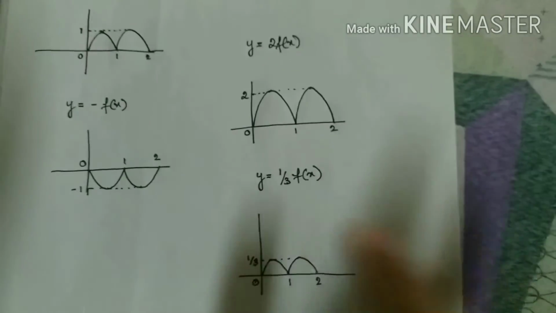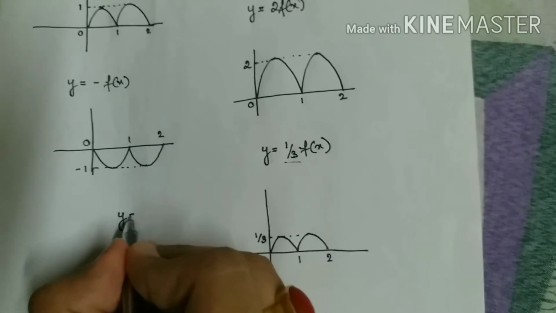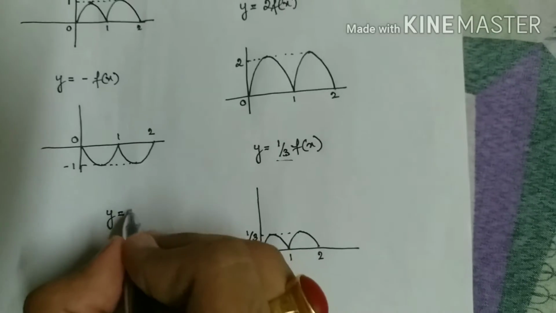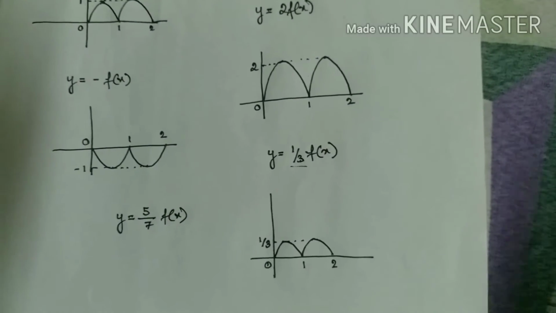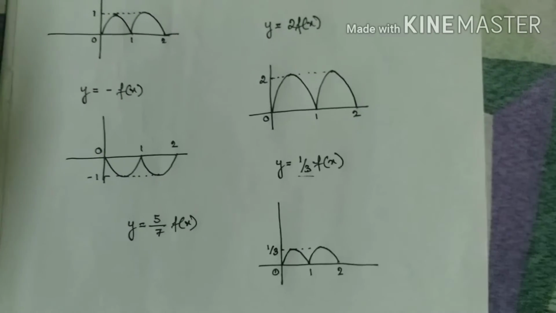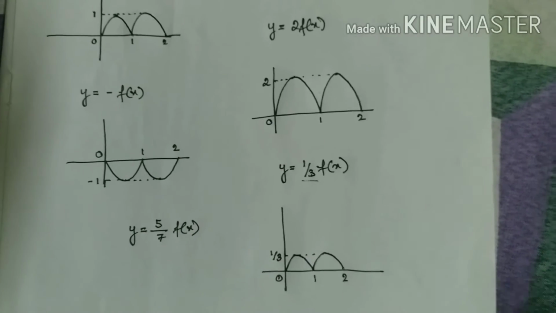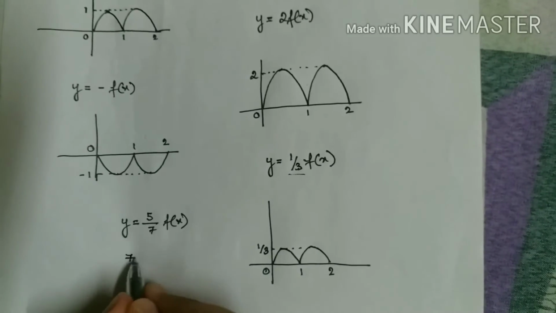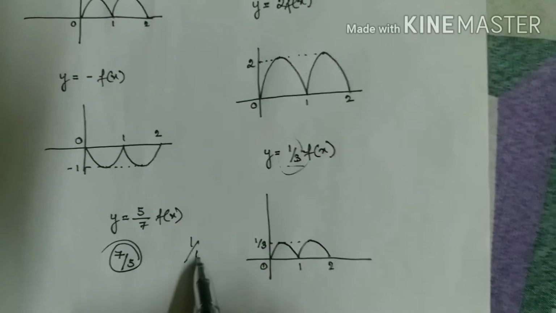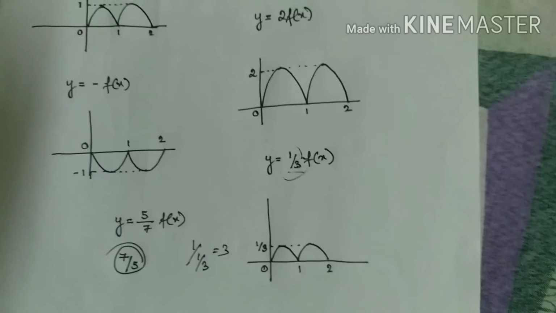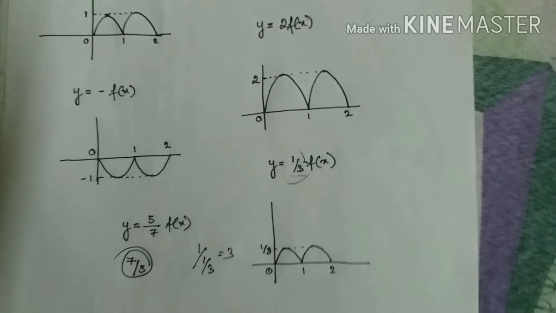Okay. Now during this compression, here it is given 1/3. Suppose it was given y is equal to 5/7 f(x). So now you understand that mod a is less than 1, so it has to be compressed along the y-axis. But by how much shall we compress? We have to take the reciprocal. We have to compress by 7/5. Here we are also taking the reciprocal, 1 over 1/3, which gives us 3. So we are taking the reciprocal. We are compressing by a factor of 3.